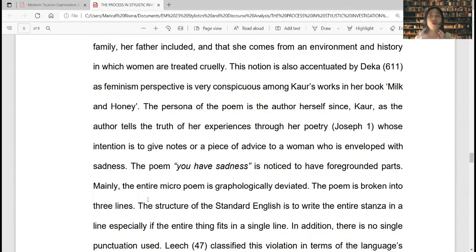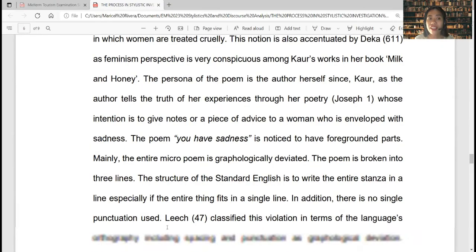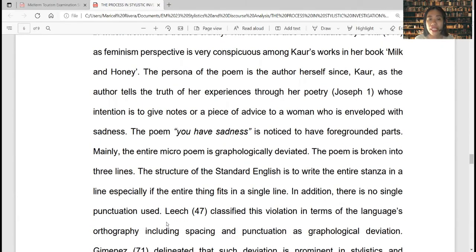So, introduction first. The poem, Your Sadness is Noticed, has foregrounded parts. So now I will go through them one by one. Mainly, the entire micropoem is graphologically deviated. It's true, every line. The poem is broken into 3 lines. The structure of standard English is to write the entire stanza in a line, especially if the entire thing fits in a single line. So her style here is to break it up. A sentence, or the lines that we could just put together as one.